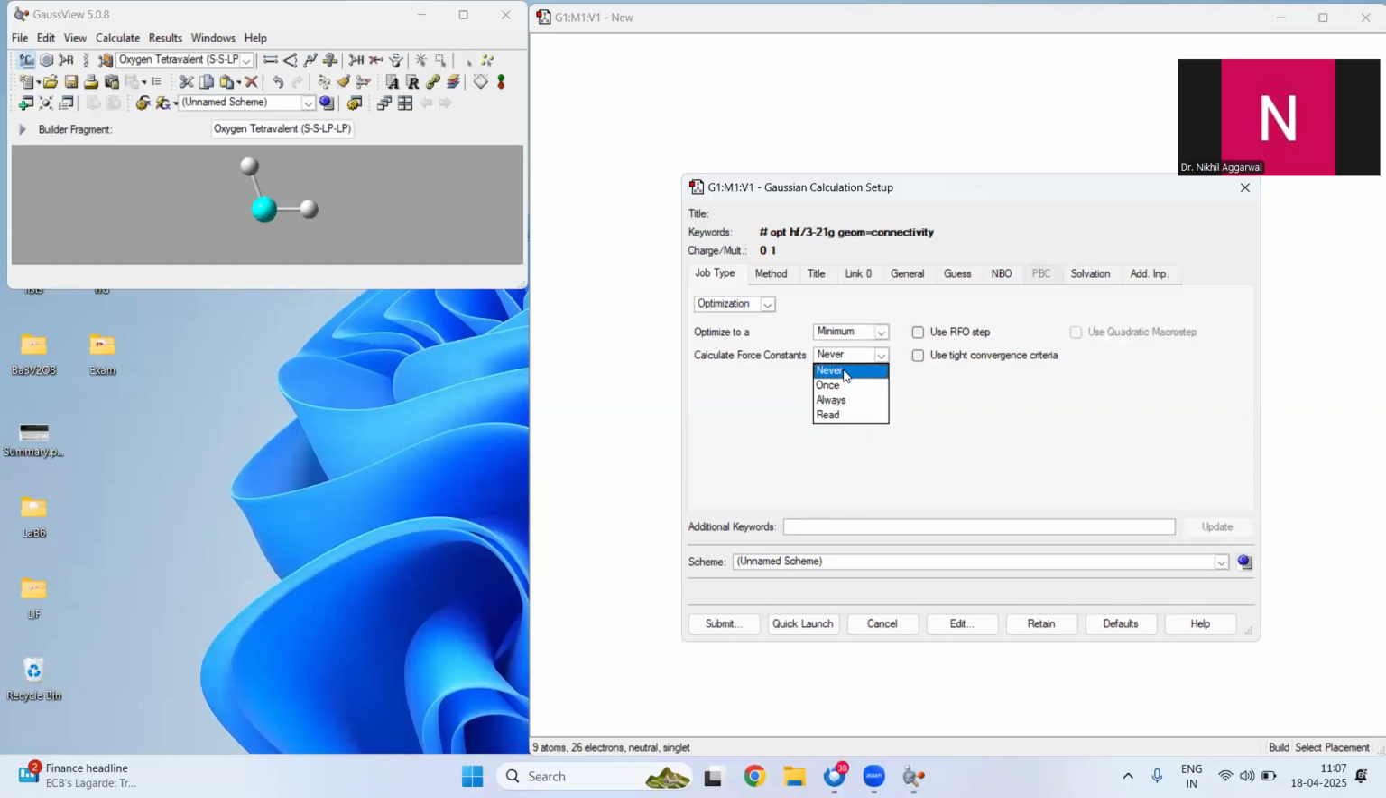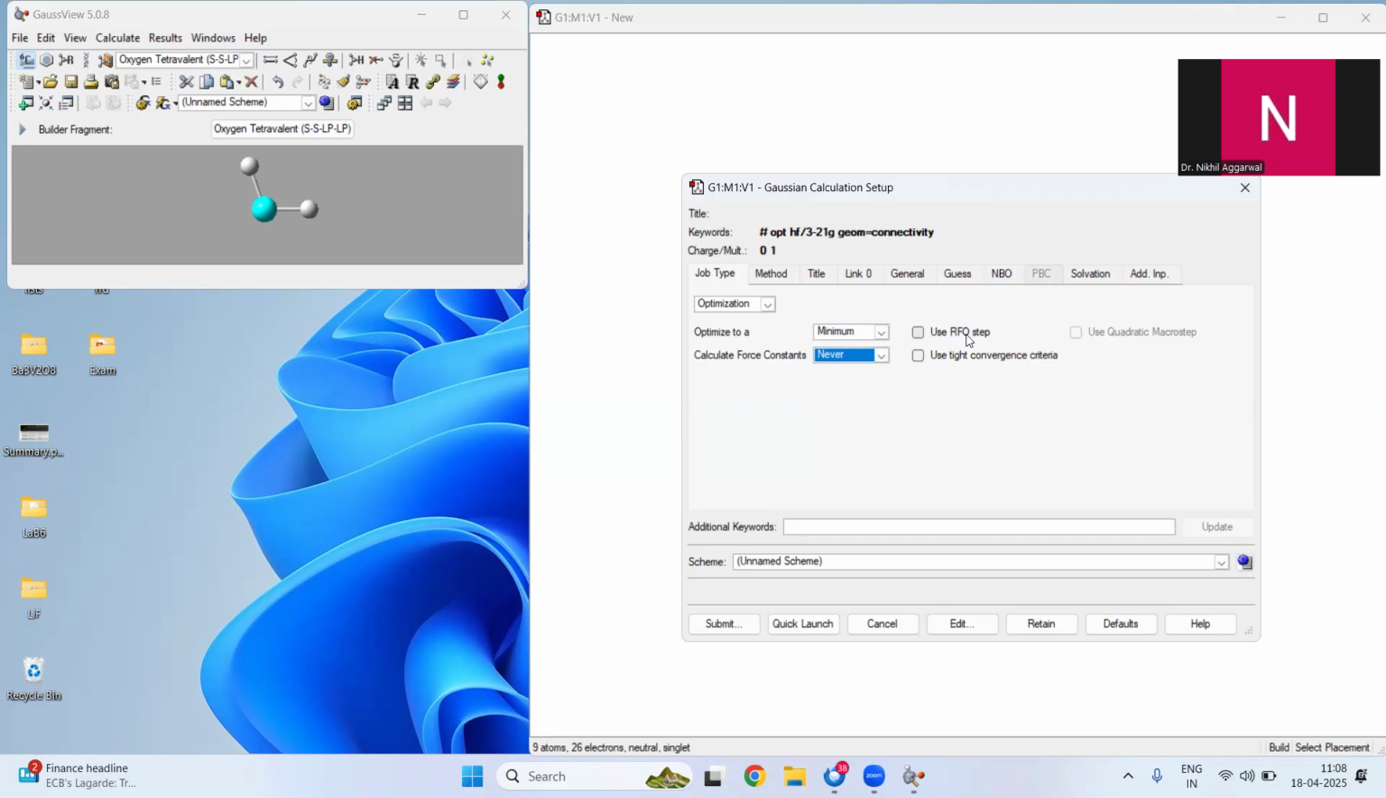Those who are interested in carrying out the force constant calculation, I am sure all of you must be aware of that when we work on infrared spectroscopy, for each and every bond we have a force constant value, k. F is equal to minus kx. So if you are interested to see the force constant value for each and every bond, then you keep this value as always. But if you have nothing to do with the force constant calculation, just keep it never. That way you will save your calculation time tremendously.